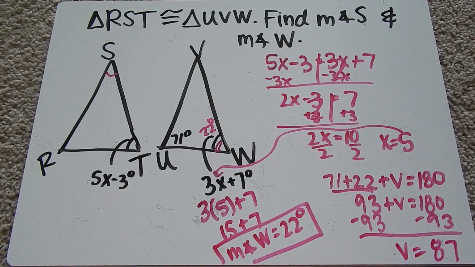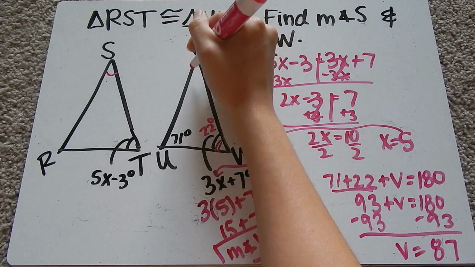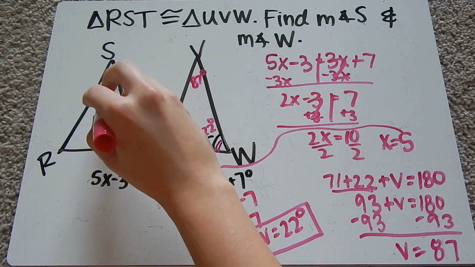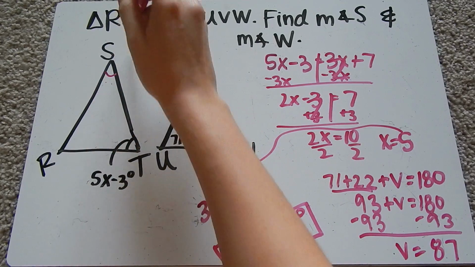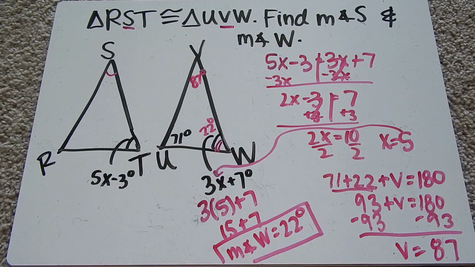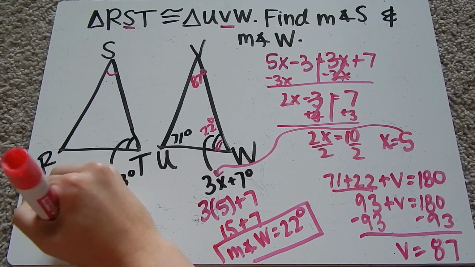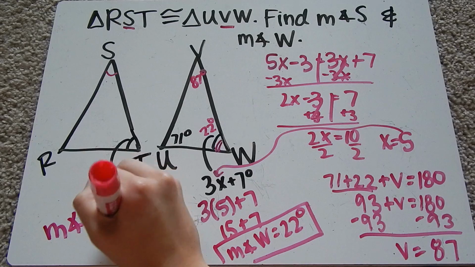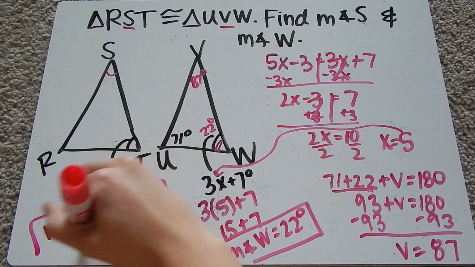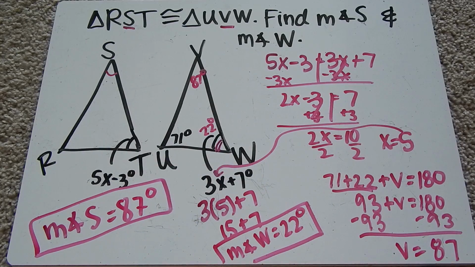Now it didn't ask me for V. V is 87. But it did ask me for S. S and V are in the same position, which means they are congruent, they are equal. So by finding V, I've actually found S, which is 87 degrees. And those would be my answers.